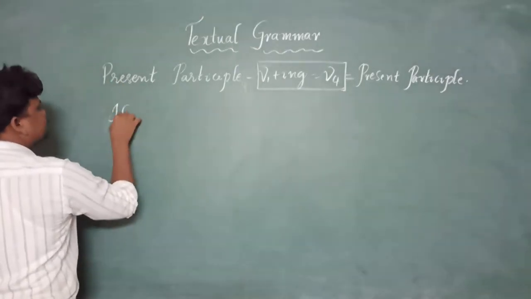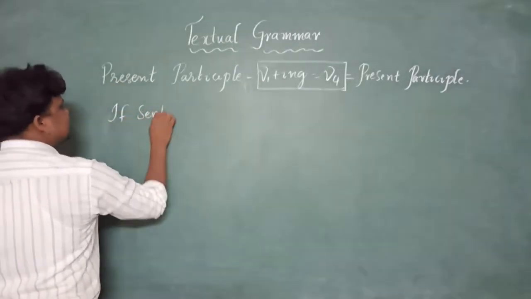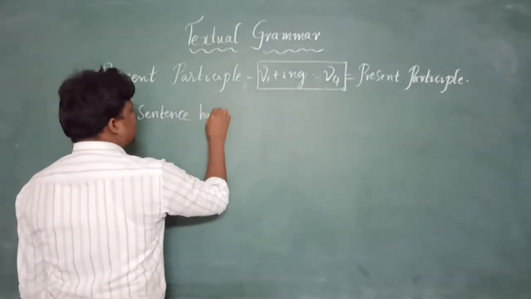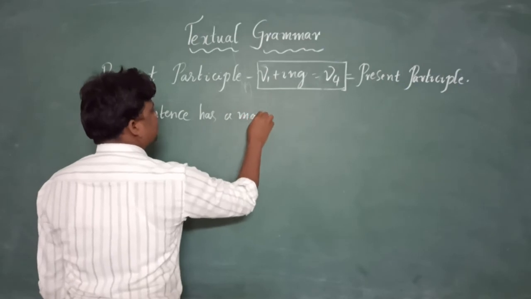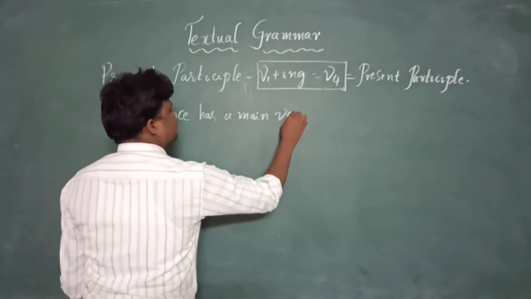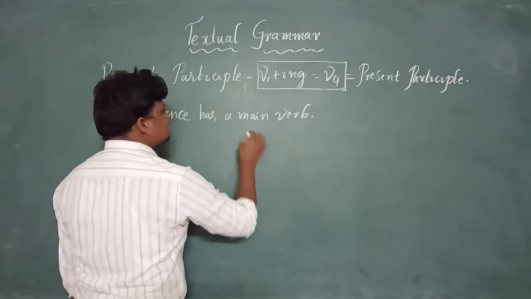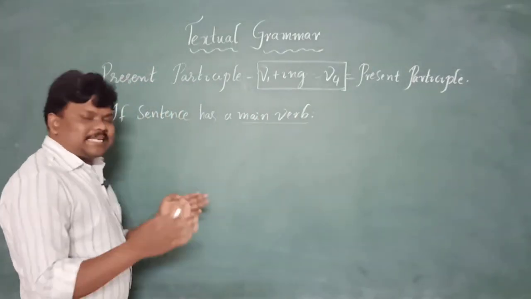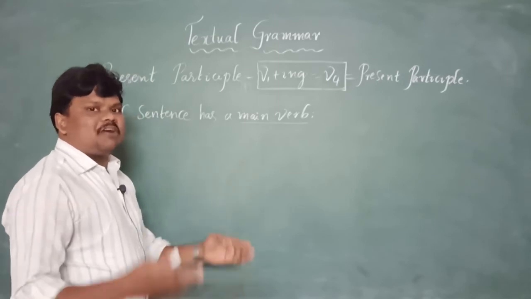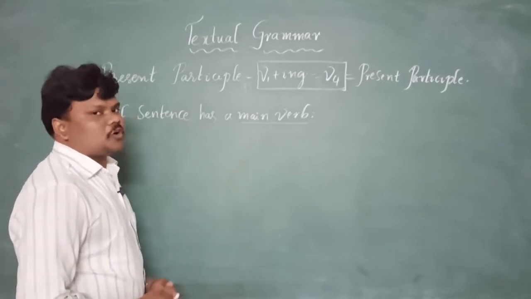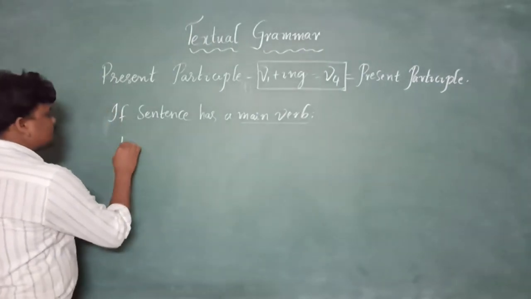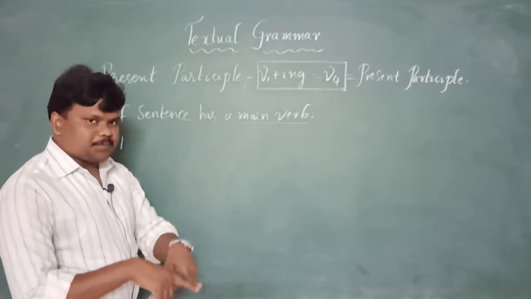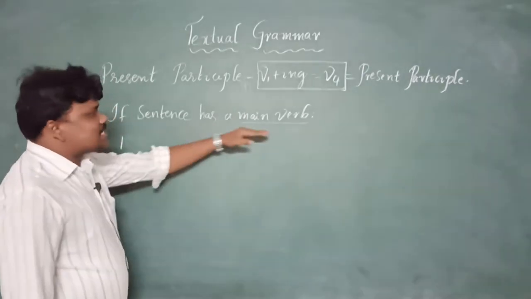Let me write this before that: if a sentence has a main verb, how do we need to combine the two sentences? If a sentence doesn't have any main verb, how do we need to combine the two sentences? That's our topic today, right? Let's get into the first example, how we combine the two sentences with the present participle if the sentence has a main verb.